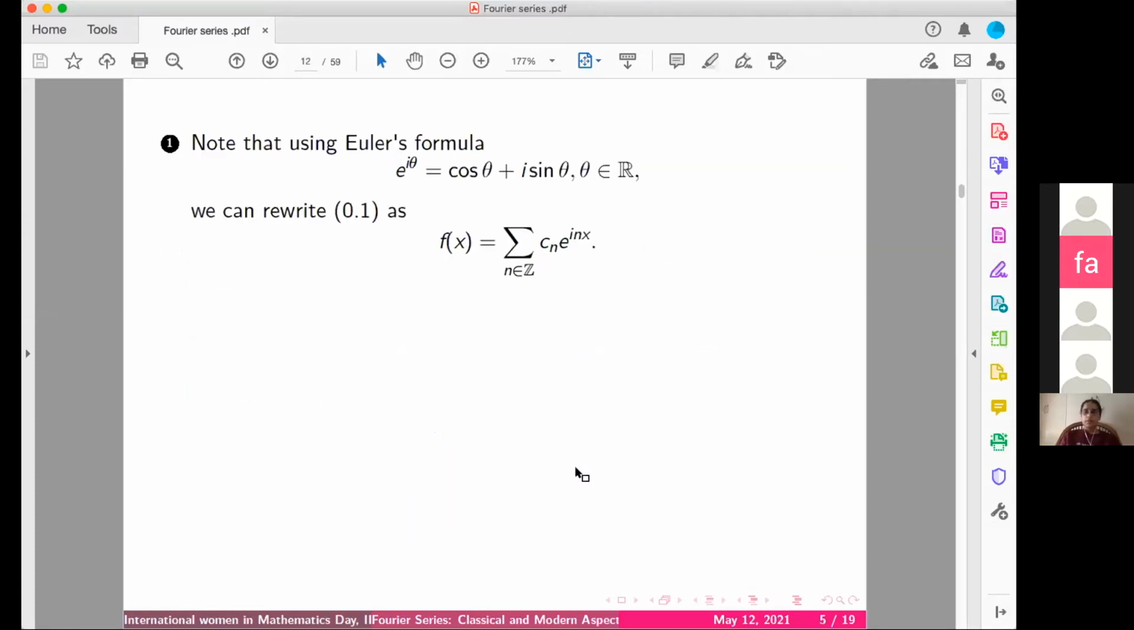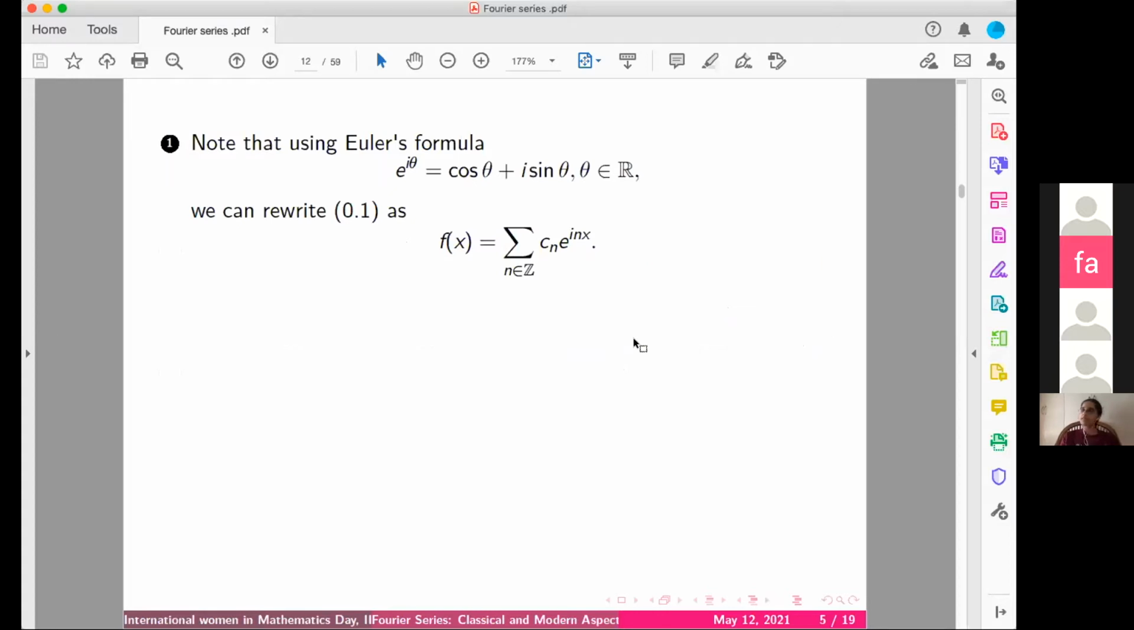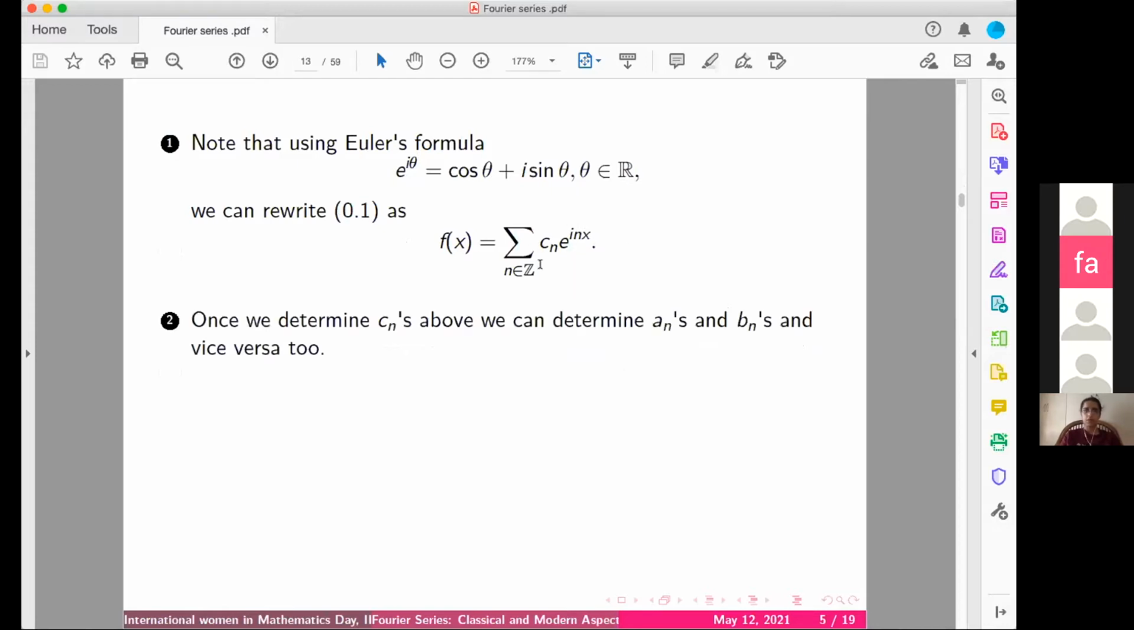So you see, the second question can still be figured out, and the first question will take some time. So let us look at the second question first. Let's first simplify this equation 0.1. By using Euler's formula, suppose this series exists, we can rewrite it in terms of these exponentials, e to the i n x, with n over integers.